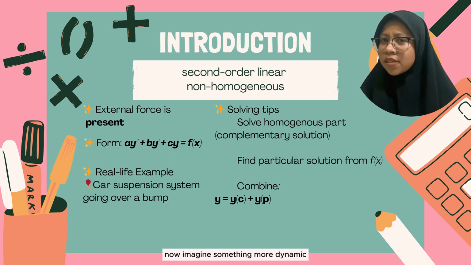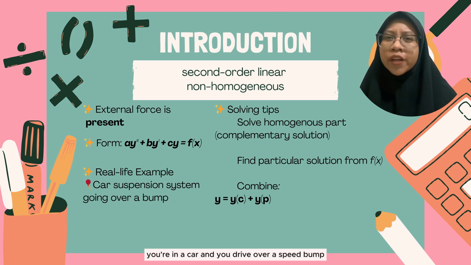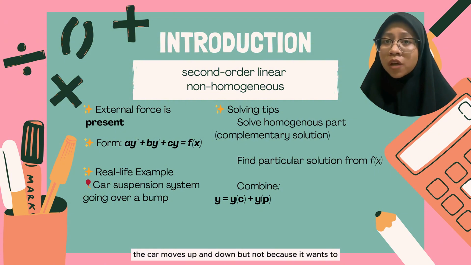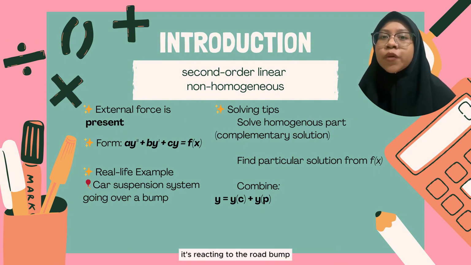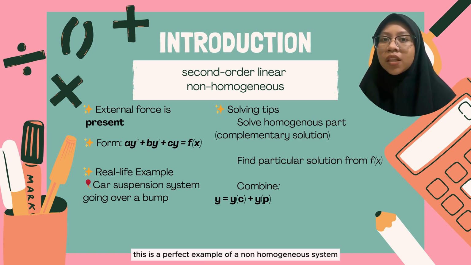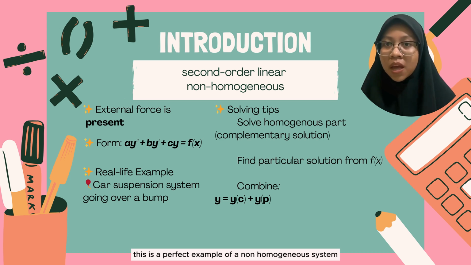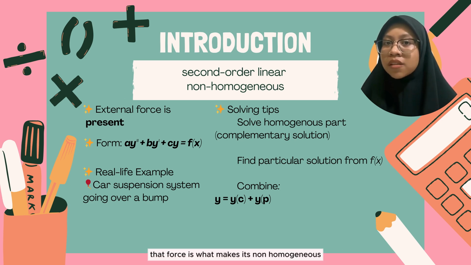Second, non-homogeneous equation with external force. Now imagine something more dynamic. You're in a car and you drive over a speed bump. The car moves up and down, but not because it wants to, it's reacting to the road bump. This is a perfect example of a non-homogeneous system, which is something happening because of an external force. That force is what makes it non-homogeneous.